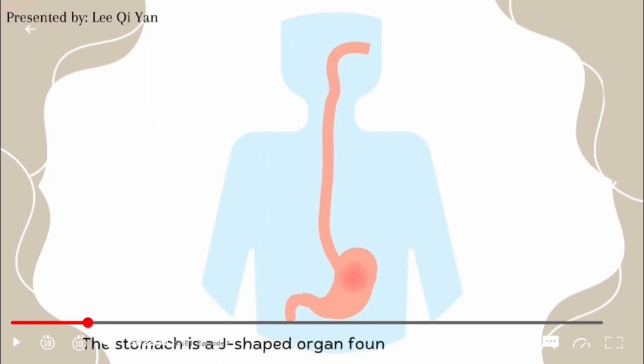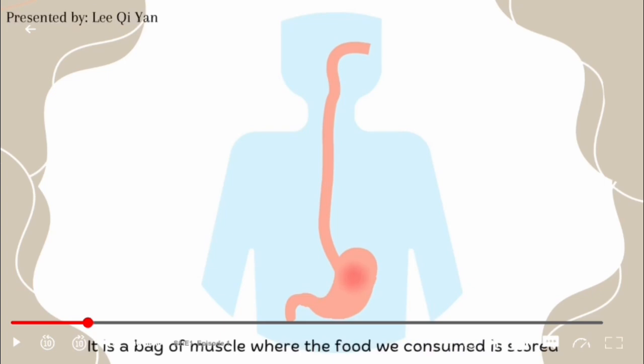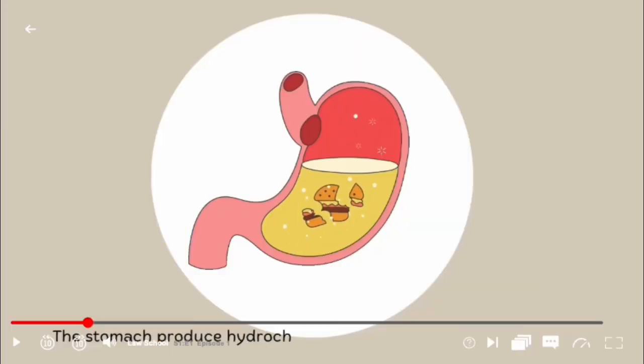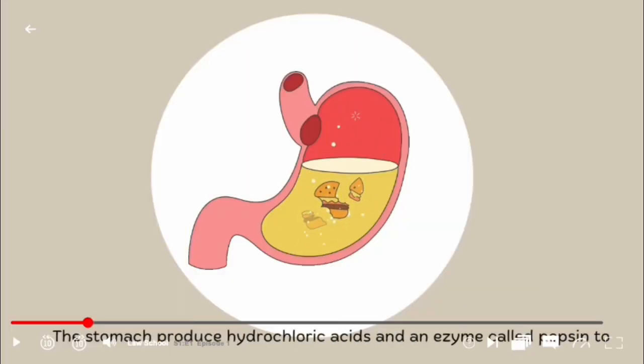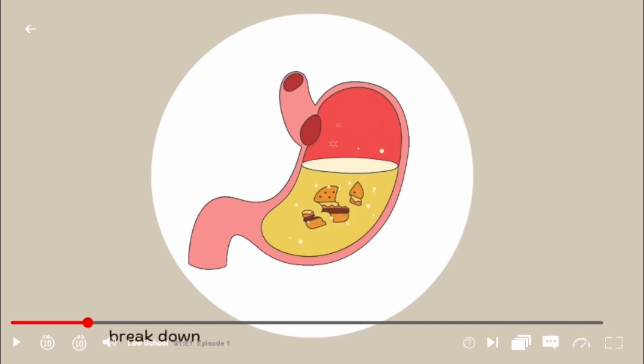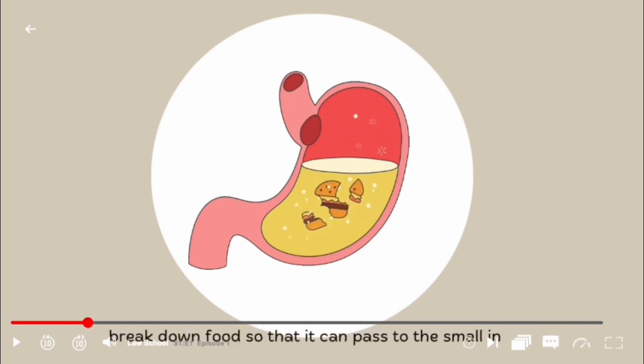The stomach is a J-shaped organ found in our digestive system. It is a bag of muscle where the food we consume is stored. The stomach produces hydrochloric acid and an enzyme called pepsin to break down food so that it can pass to the small intestine.